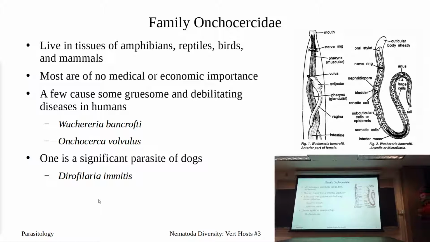So I just have the diagram, the juvenile, the microfilaria of Wuchereria. It's got a cuticular body sheath. Not as developed as a J1.